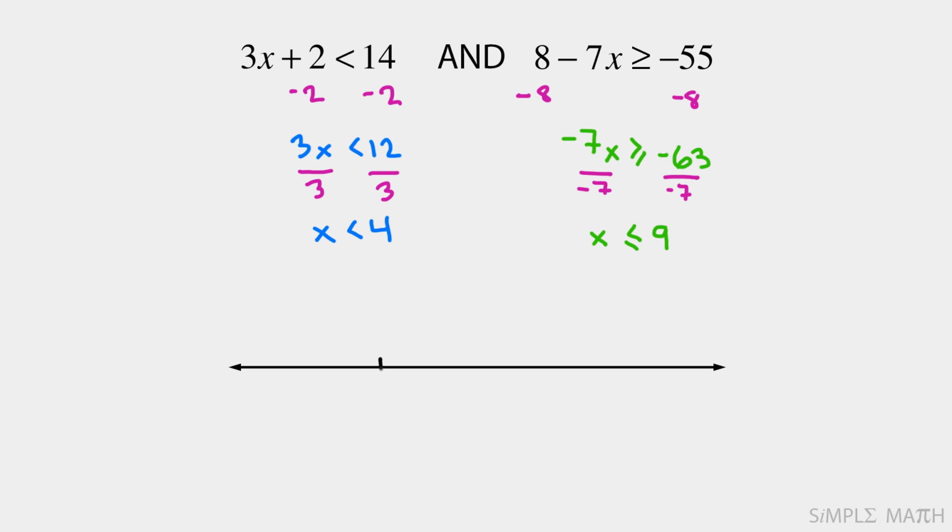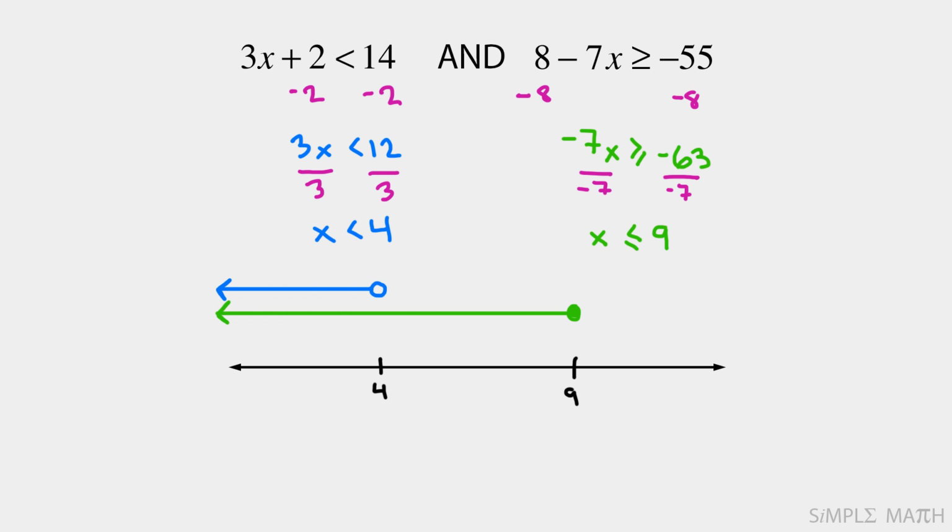Okay, let's add our numbers to the number line and draw the arrows. First, we've got x is less than 4, so we draw an open circle at 4 and then an arrow to the left. Then we've got x is less than or equal to 9, so we draw a closed circle at 9, and we also draw an arrow to the left. So now you can see we've got a situation that is slightly different from the problems we've looked at before. In all the problems we've already done, the arrows were always pointing in opposite directions, but this time they're pointing in the same direction.